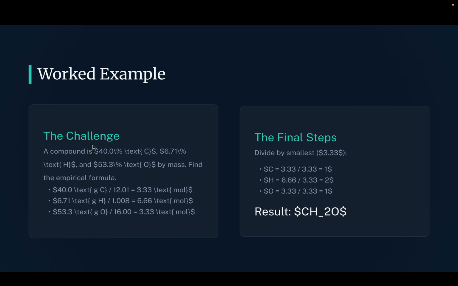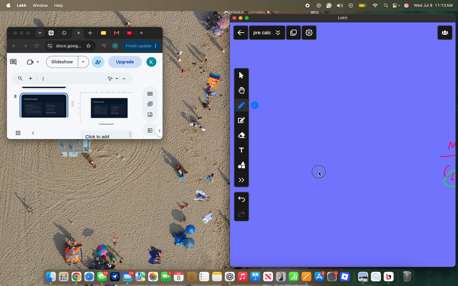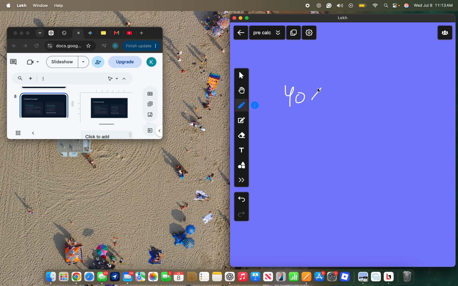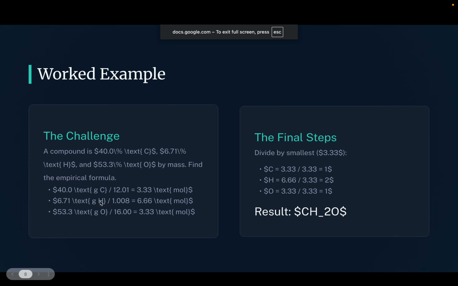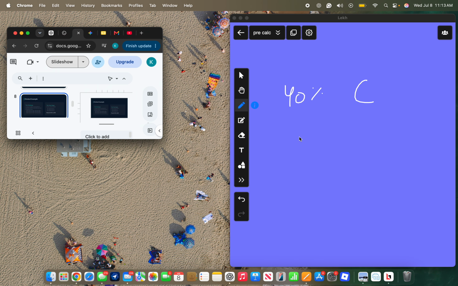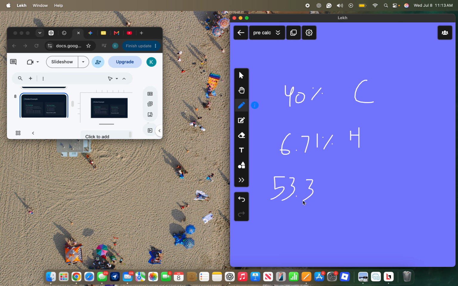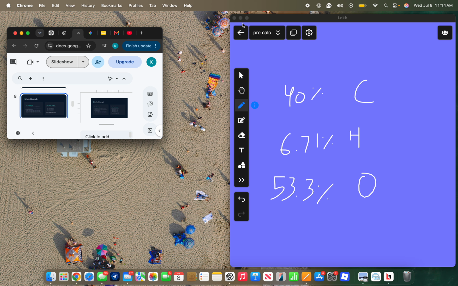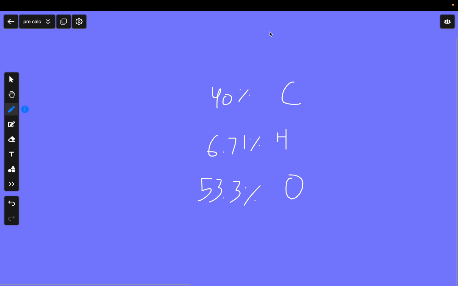We have this thing right here that's telling us that a compound is 40% carbon, 6.7% hydrogen, and 53.3% oxygen. I know it's hard to tell, but I'm going to write it down here so we understand. And find the empirical formula. Because remember, the empirical formula is the smallest one. We're not trying to get to the molecular, we're just trying to get to the empirical.